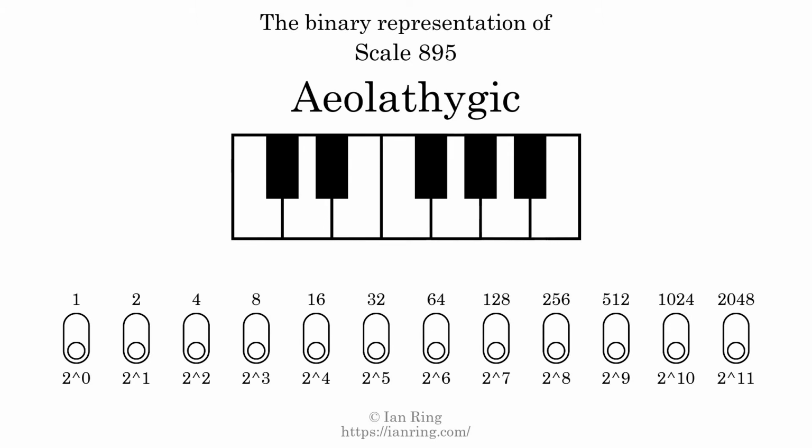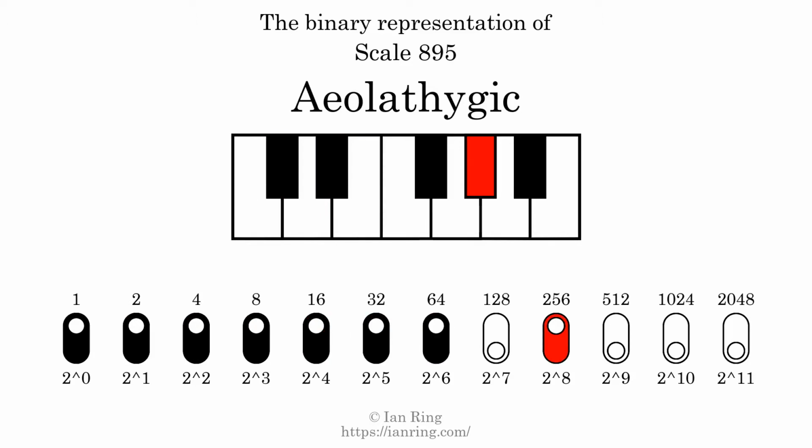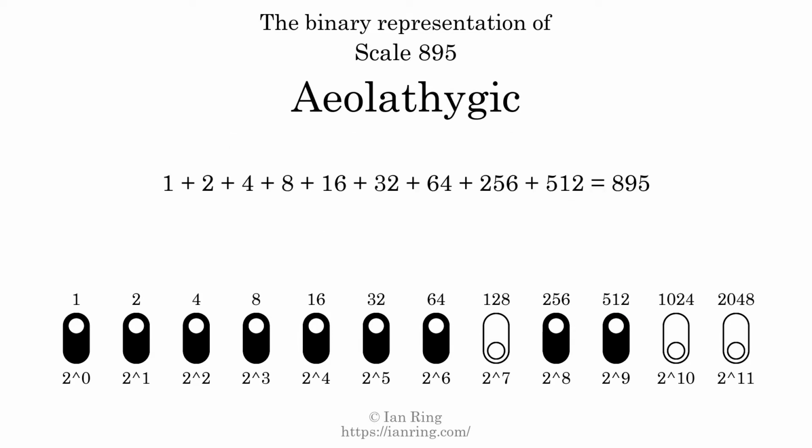The binary representation of this scale is determined by mapping tones of the scale to binary digits. Each binary digit represents a power of 2. To get the scale number, we add the powers of 2 together. The powers of 2 that are present in the scale, all added together, equals 895. That is why the scale number, in decimal, is 895.